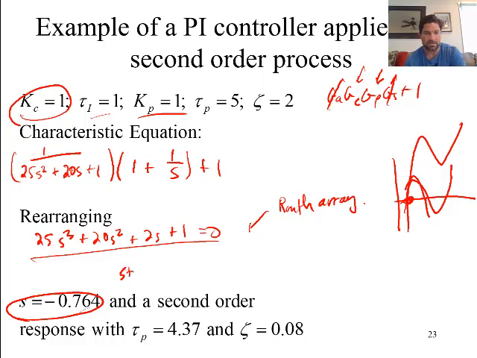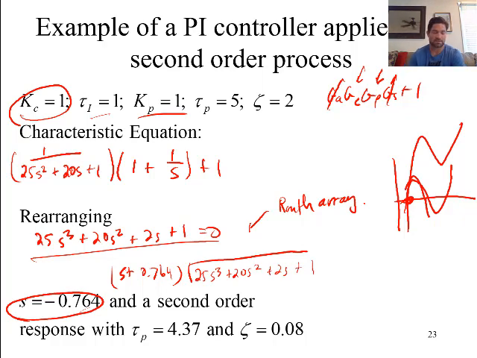If we wanted to, we could factor it out, because this would be equal to the root, s plus 0.764. We can do polynomial division on 25 s cubed plus 20 s squared plus 2s plus 1, or you can use your calculator or some other mechanism to do this. If we do this, we can come up with our polynomial, and then look at its characteristics. I'm going to say, pause this, go through this, and remind yourself how to do polynomial long division. It's a good skill to know. Then you might have to put that into standard form, and if you do that, you can determine tau p and zeta for the second order process.